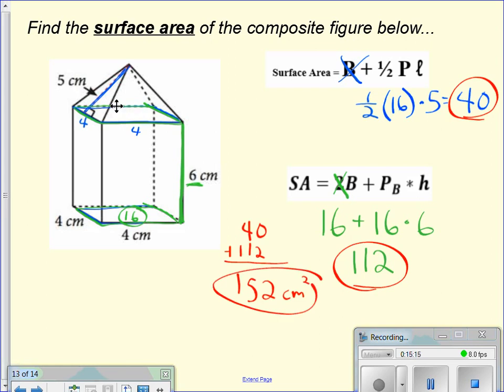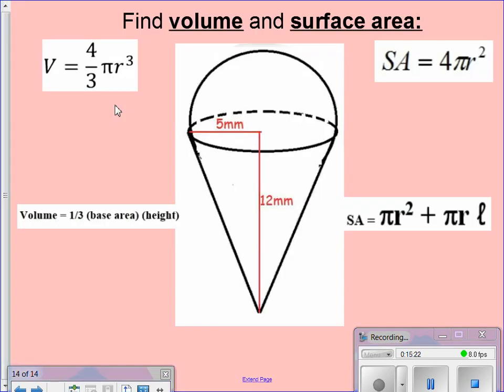Awesome. So surface area, again, takes a little more thinking. You got to know what exactly the formula represents and how to adjust it. Last one I'm going to leave you guys is this little ice cream cone here. So to find the volume and surface area, remember, how are you going to tweak the formula?